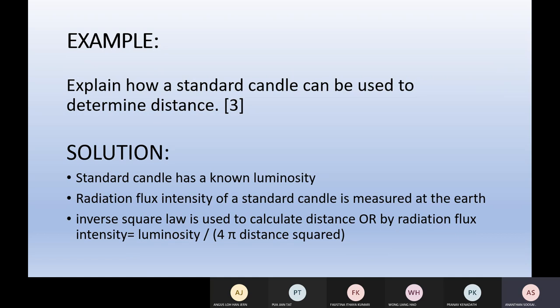So use a standard candle from that galaxy. Radiation flux intensity is measured at the Earth. Then use the inverse square law: flux equals luminosity over 4 pi d squared to get the distance. But is it accurate? Not really accurate. Our technology is not that advanced yet in terms of astronomy. We still need a good telescope and good technique. We need a spaceship, but we don't have much fuel to go around.